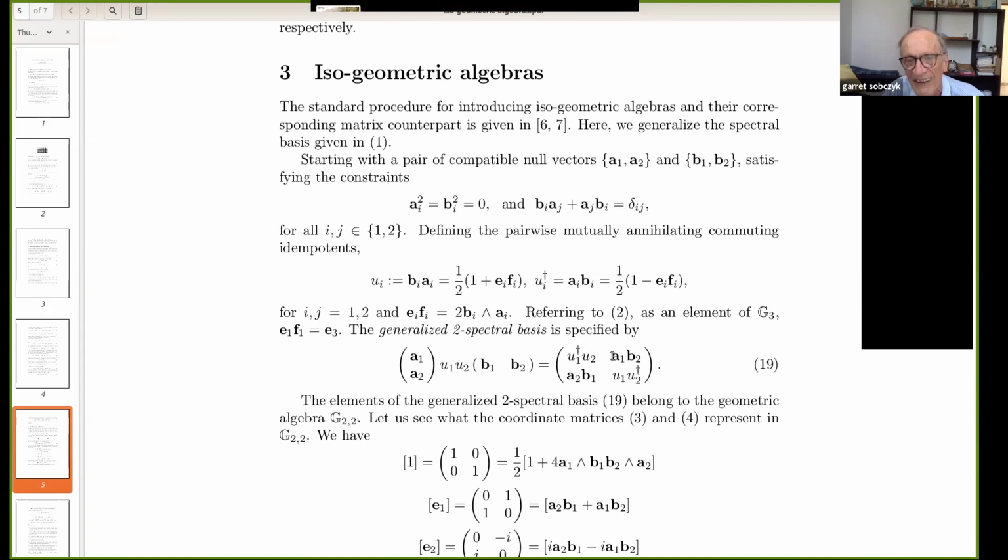So if you square A1 times B2, that thing squared is still equal to 0 because B2 and A1 anti-commute. So A1 times B2 times A1 times B2, you anti-commute B2 and A1, you get A1 squared, you get 0 here. So these elements have exactly the same multiplication table as the spectral basis I gave you earlier, but they have completely different geometric interpretations.